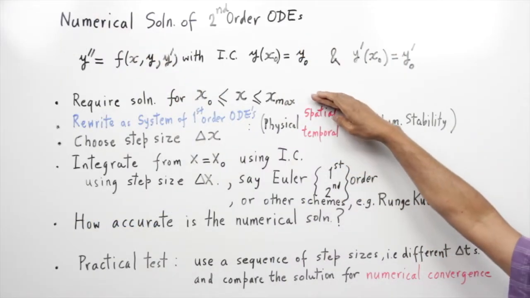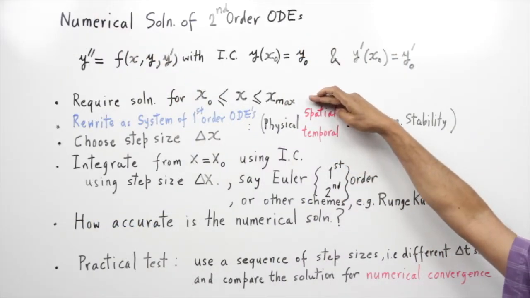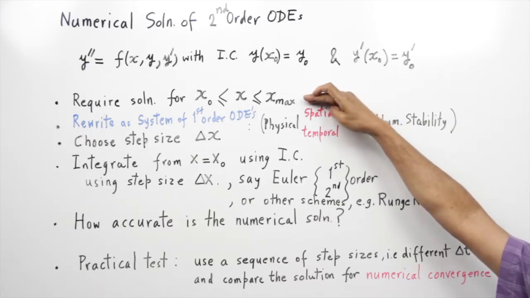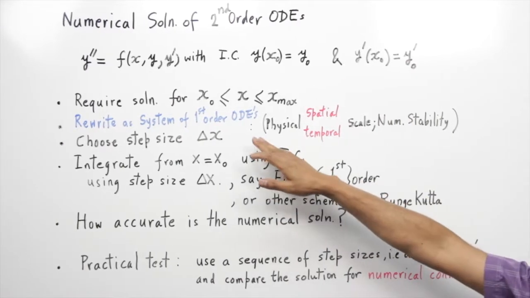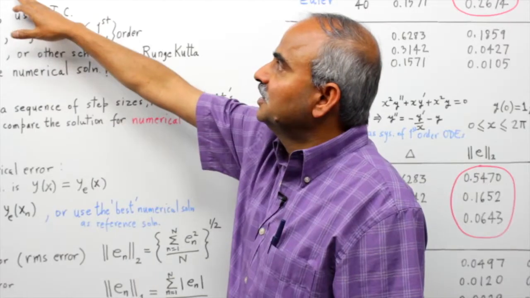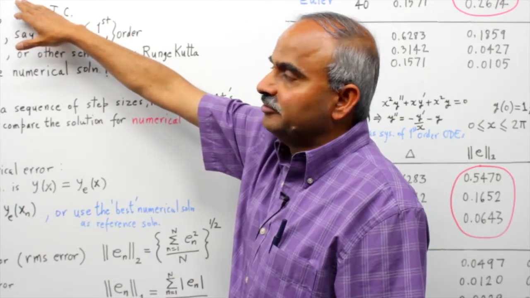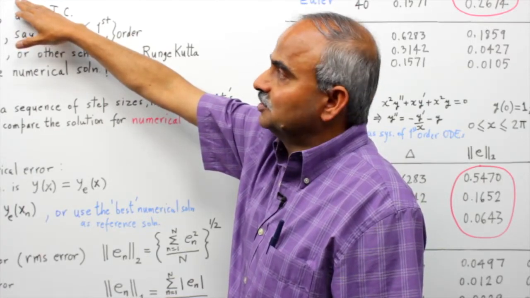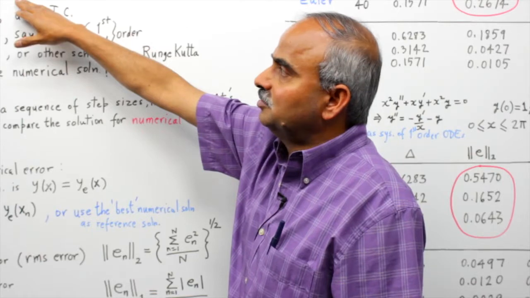Alright, so we are interested in obtaining a solution over an interval starting with the initial point x0 all the way up to some x max. That's the range over which the independent variable varies. And so the steps were that we are going to rewrite this second order differential equation as a system of first order differential equations. And then once we have that, we're going to discretize them using numerical methods that we have talked about before.